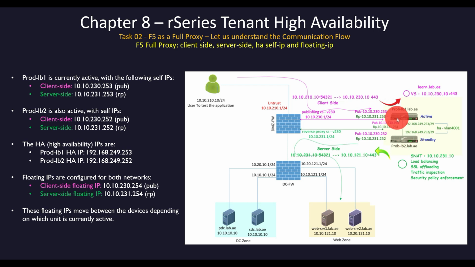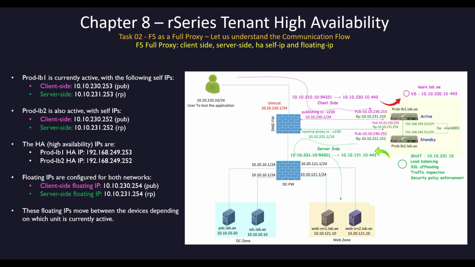Prod LB1 is currently the active device. It is configured with the client side self IP 10.10.230.253 and server side self IP 10.10.231.253. Prod LB2 is the standby device. It has the client side self IP 10.10.230.252 and server side self IP 10.10.231.252.